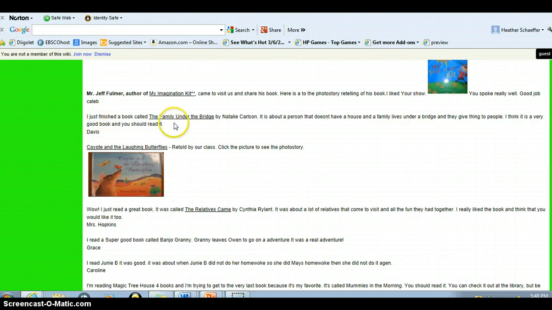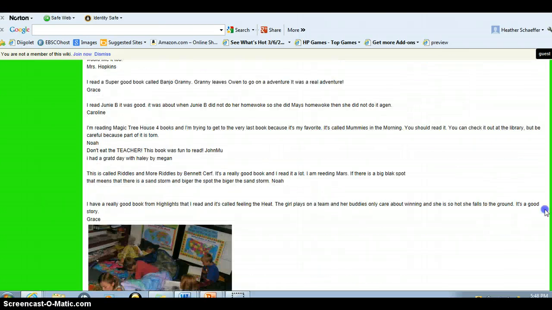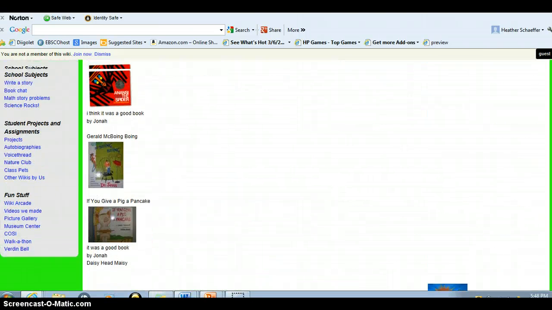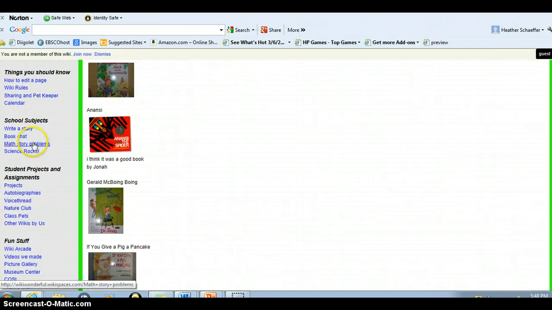This person wrote, "I just finished the book, Family Under the Bridge. It's about a person that doesn't have a house and a family lives under a bridge and they give things to people. I think it's a good book and you should read it." So they can suggest books to their classmates or say that they didn't like a book and tell their classmates they don't think they should read it.